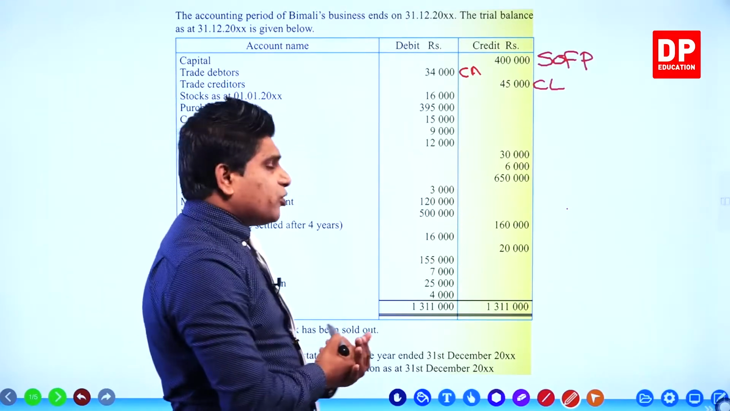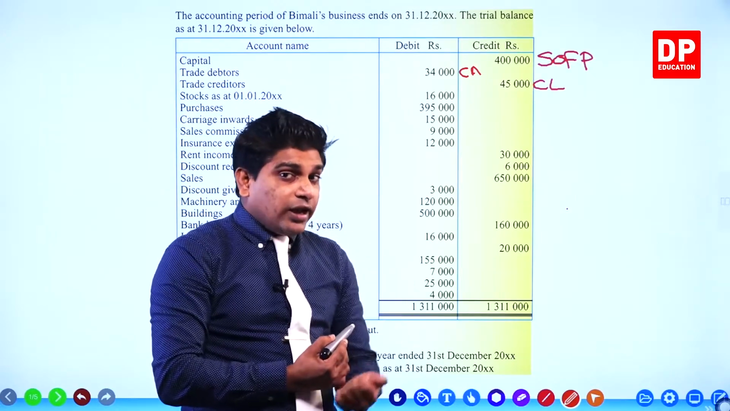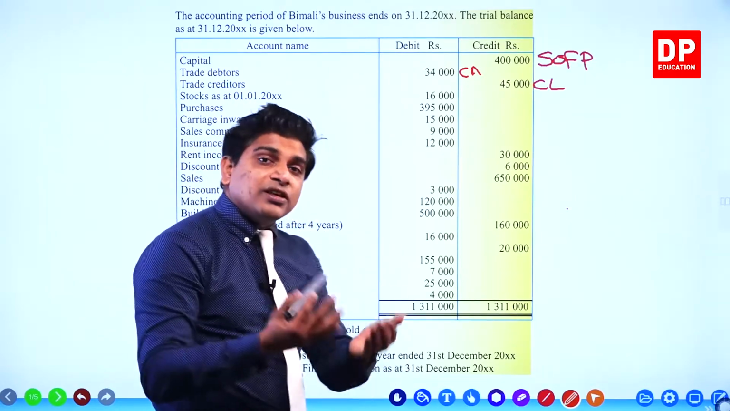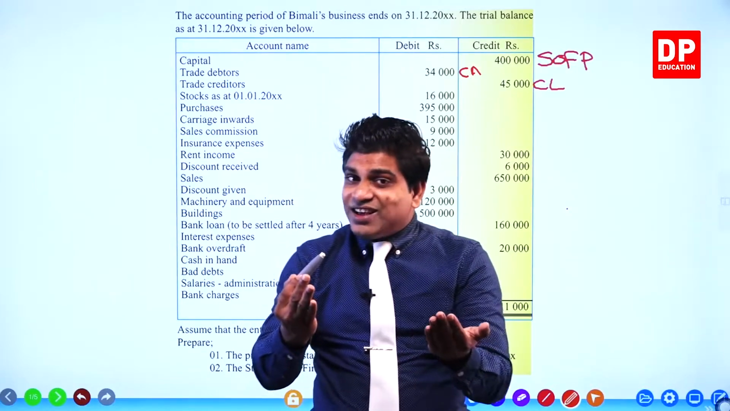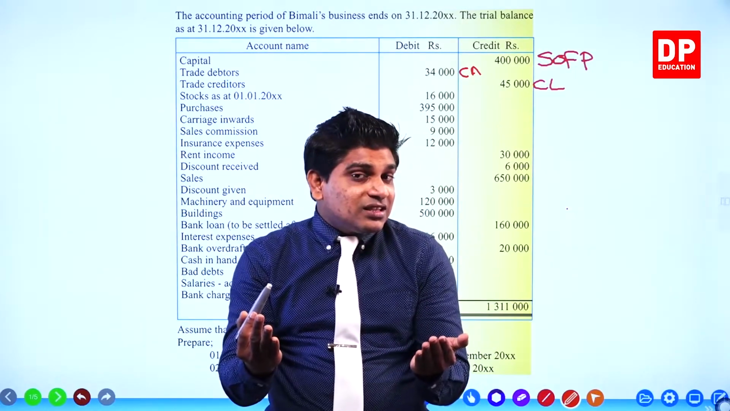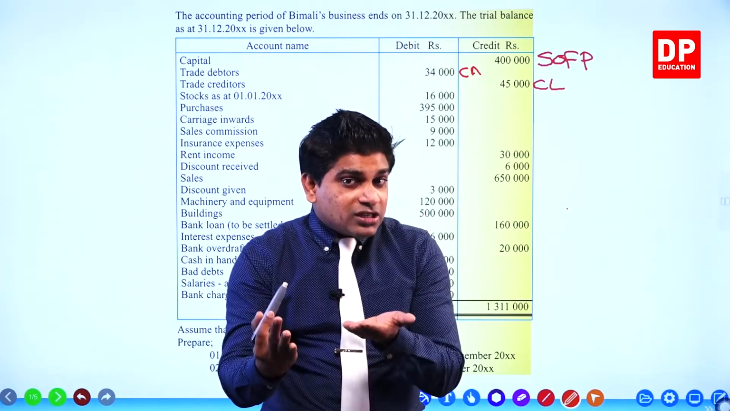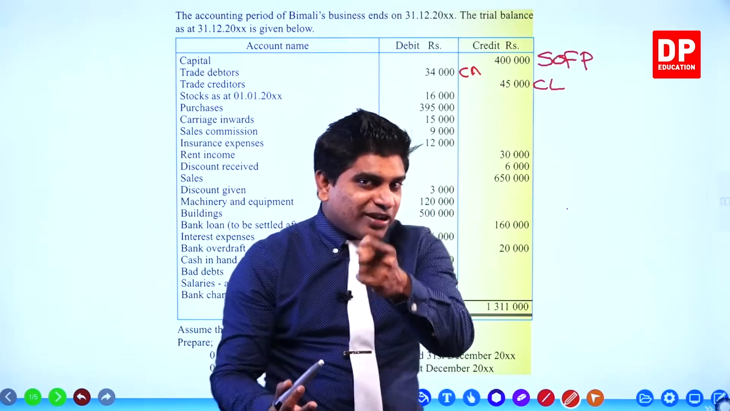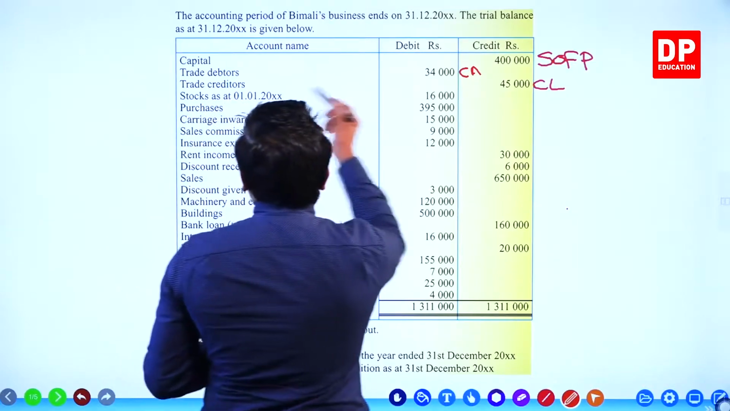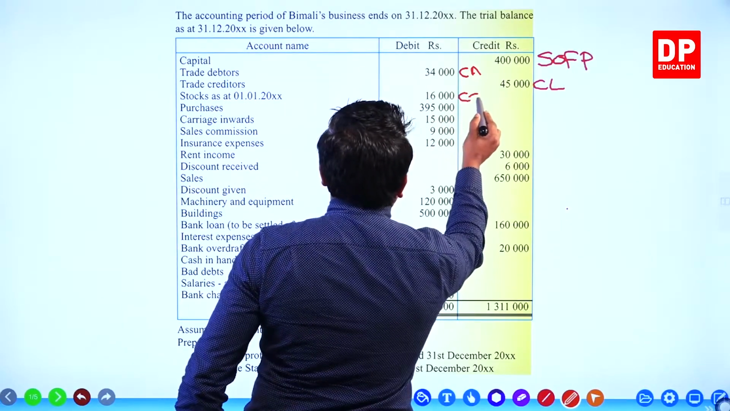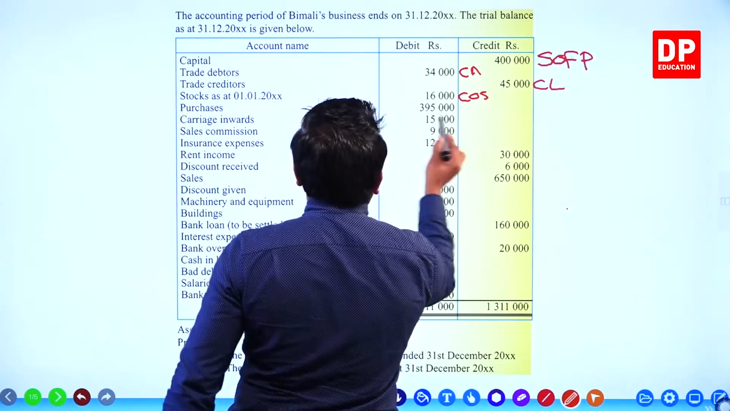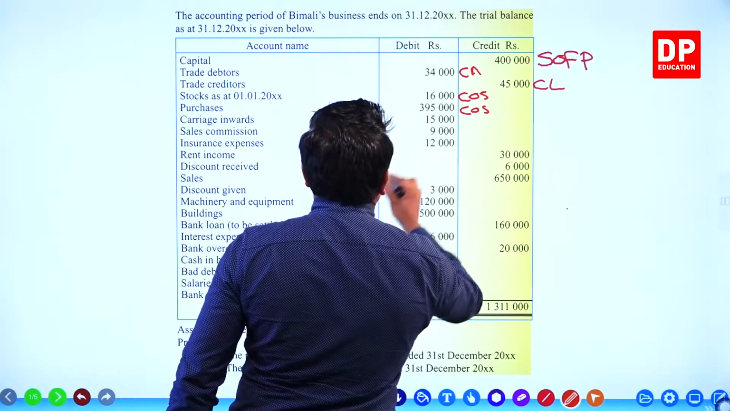Where do we put opening stock? To calculate cost of sales. Opening stock plus purchases and purchase related expenses. We know them, right? Then after that we add everything, and we subtract closing stock. Do you remember? Yeah, I think you remember, right? So then trade creditors, cost of sales. Then purchases also we take to cost of sales.